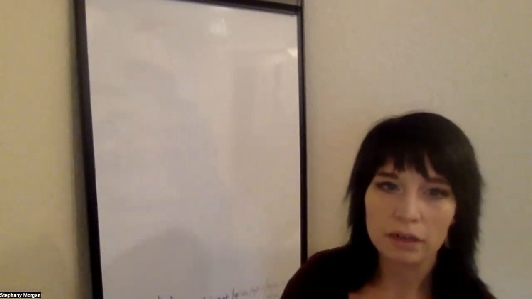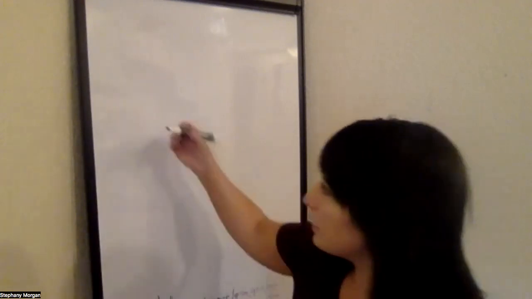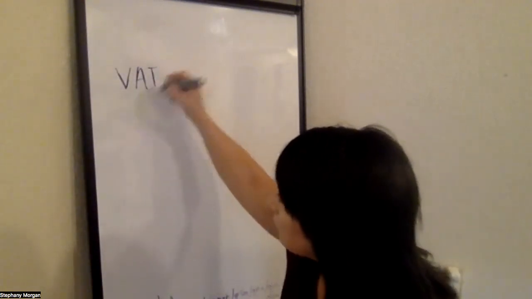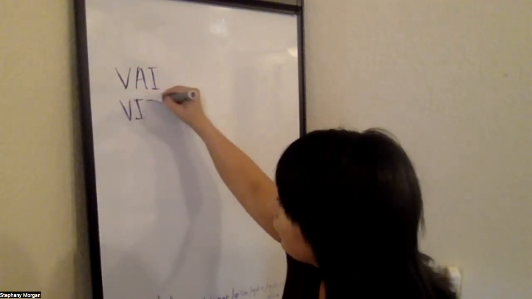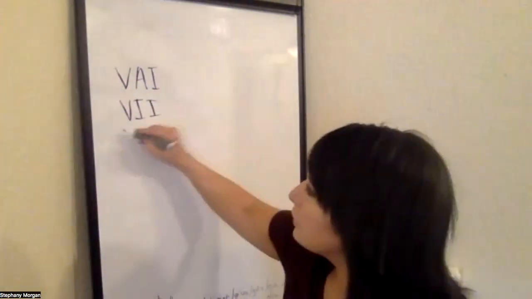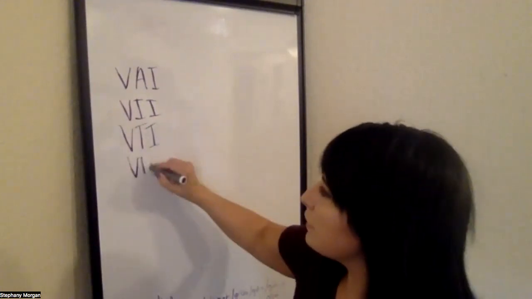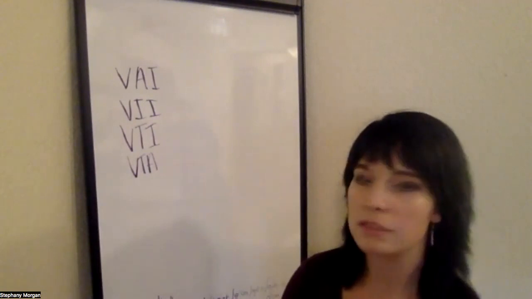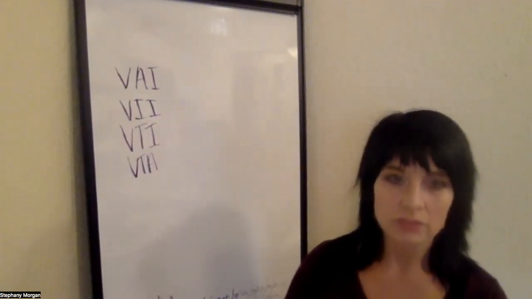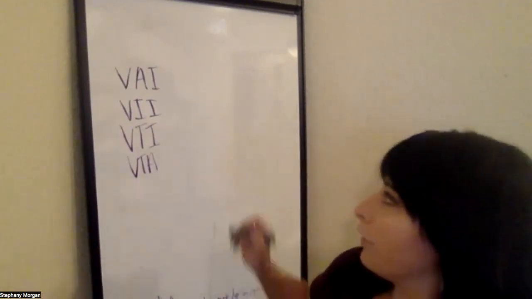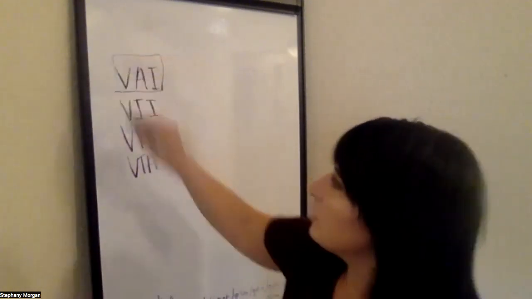In Ojibwe, there are 4 different verb types. There are VAI verbs, VII verbs, VTI verbs, and VTA verbs. We also have nouns, and things are divided into animate and inanimate. So right now, we're going to start with VAI verbs.